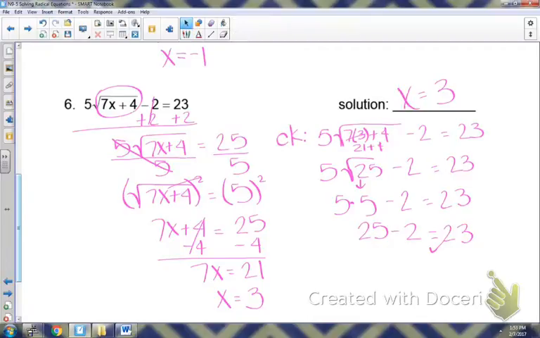So this is solving radical equations. So once you have solved it, don't forget to check for extraneous solutions.